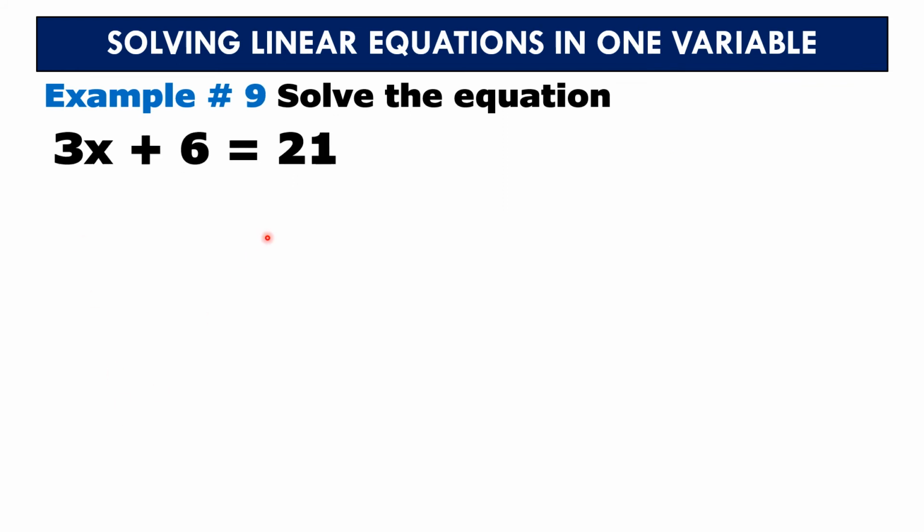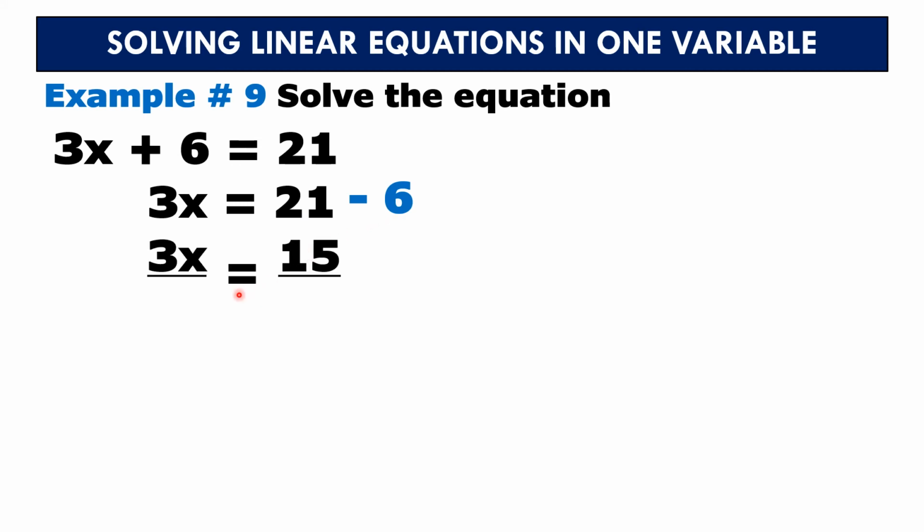Example number 9. Solve the equation 3x plus 6 is equal to 21. So, kailangan alisin natin yung 6 dito. So, para ma-eliminate natin yung 6 dito, we need to add negative 6 to both sides of the equation. Or pwede rin ilipat natin yung 6 sa other side ng equation. So, pag nilipat natin yung 6, magiging minus 6. So, we now have 3x is equal to 21 minus 6. And 21 minus 6 is equal to 15. So, we now have 3x is equal to 15.